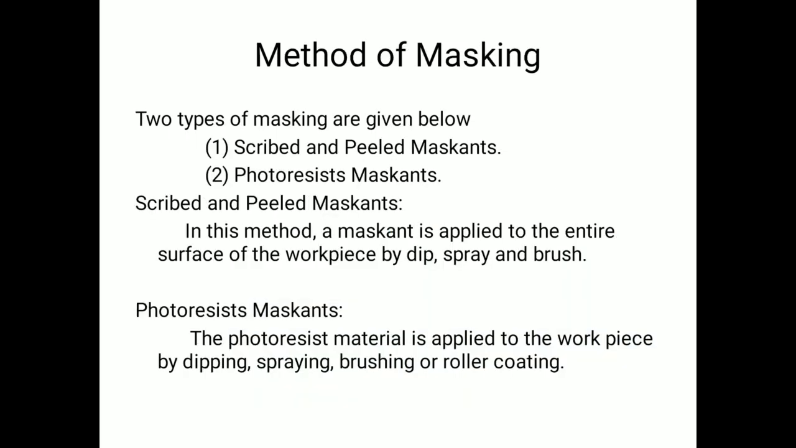Next is the method of masking. Two types of masking are given below. First one is scribed and peeled maskants. Second is photoresist maskants. In scribed and peeled maskants, a maskant is applied to the entire surface of the workpiece by dip, spray and brush. In photoresist maskants, the photoresist material is applied to the workpiece by dipping, spraying, brushing or roller coating.